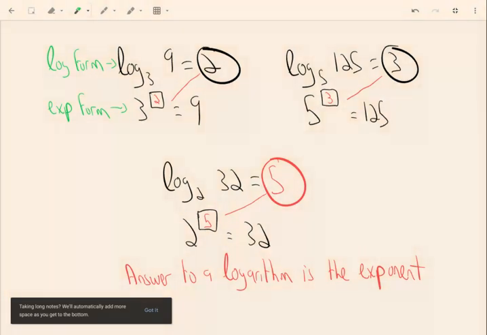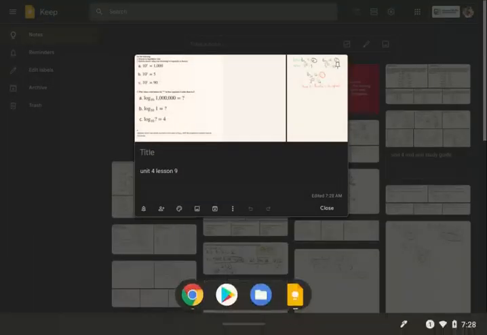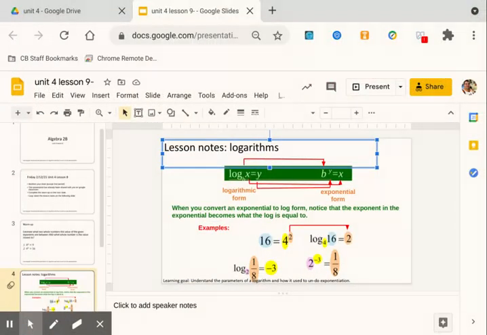So if we go back and look at our lesson notes for today, our goal for today is to be able to convert between log form and exponential form, to go back and forth between exponential and log form. So that is why the lesson note shows you the difference between the two forms.